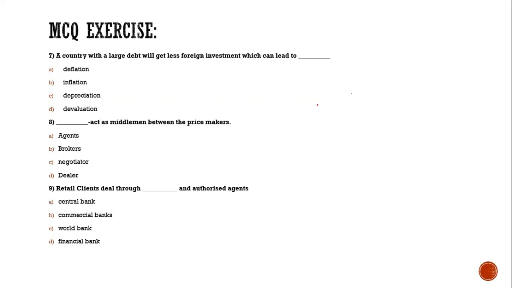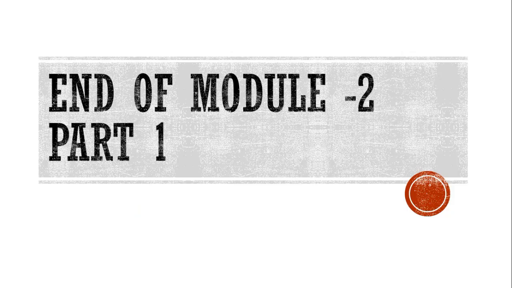Okay, let us discuss the correct answers for them. First, a country with a large debt will get less foreign investment, which can lead to inflation. The correct answer is inflation. Dash acts as a middleman between the price makers. The answer is the broker. The last one is the retail client deals through dash and the authorized agent. So the retail client will always deal through commercial banks. So with this, we have completed the MCQ exercise based on the first part of the second module. With this, we can say that the first part of the second module comes to an end.